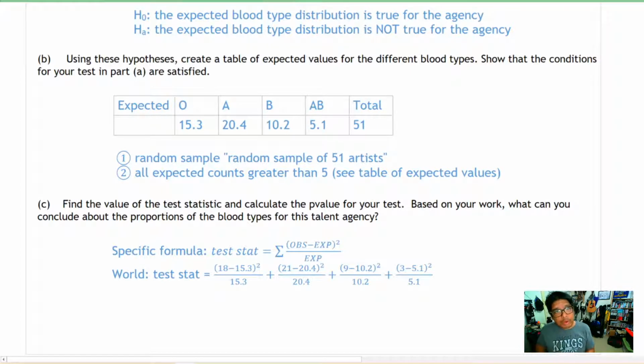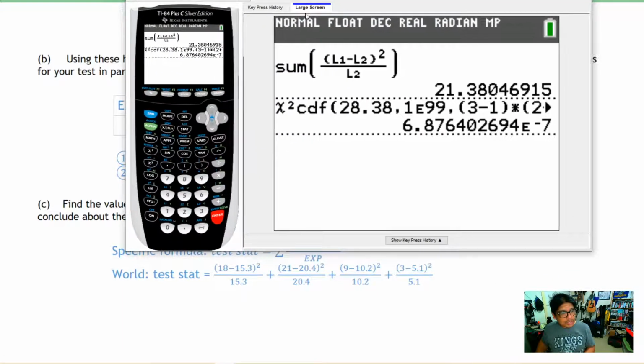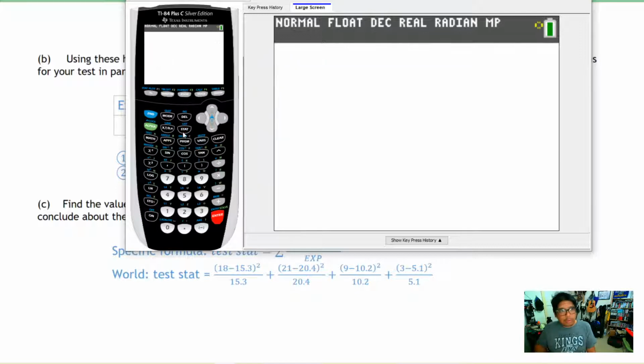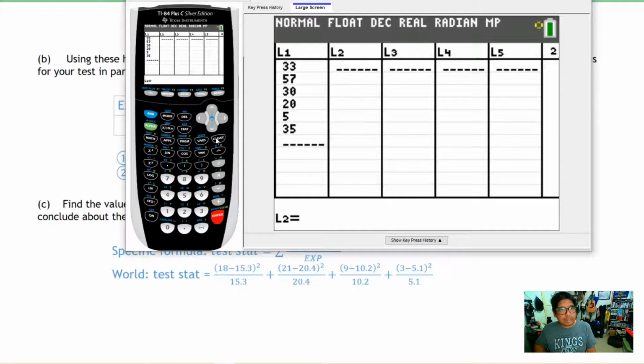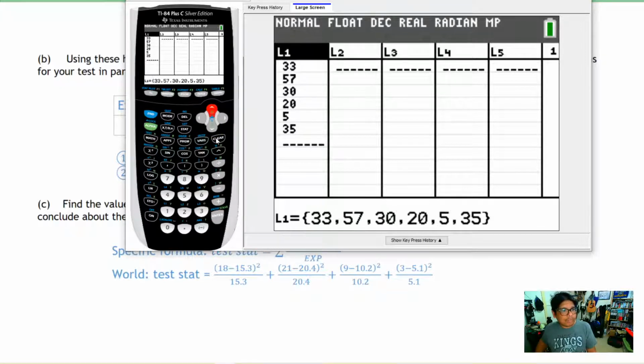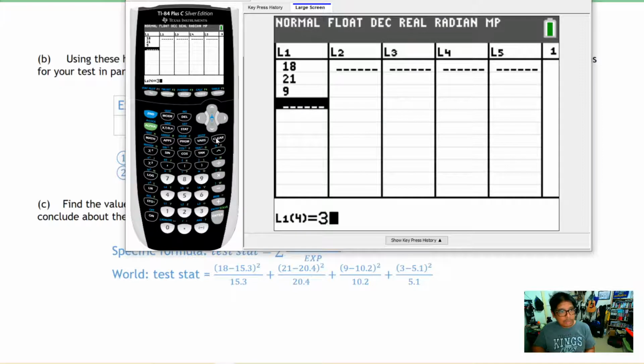Now, just like before, we're going to grab our calculator and do the actual work on the calculator. The quickest way to do this would be to put this into our lists. So let's get to our stat menu. We'll clear off our lists and start putting in our data. Okay, observed: 18, 21, 9, and 3.